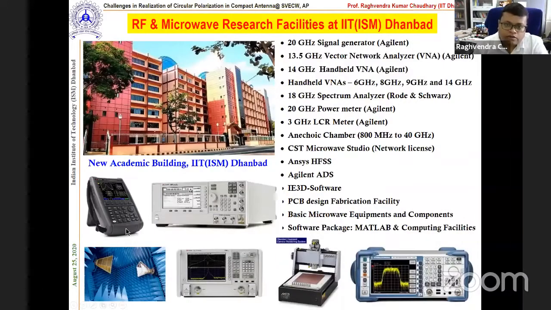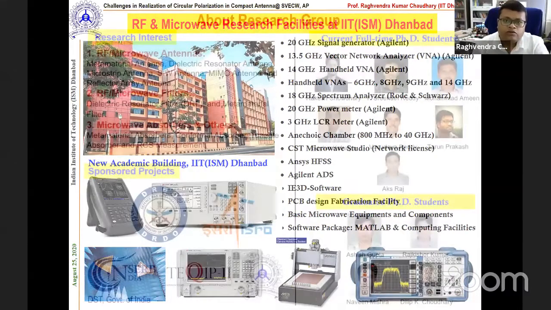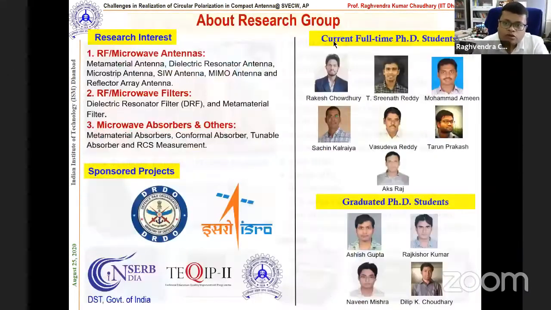This is the building where we are doing the research on RF and microwave engineering. So we have almost all the things. Now let me tell you about the research group. Currently 7 full-time PhD students are working with me, and 4 have already graduated, and some part-time students from ISRO and DRDO are working with me.